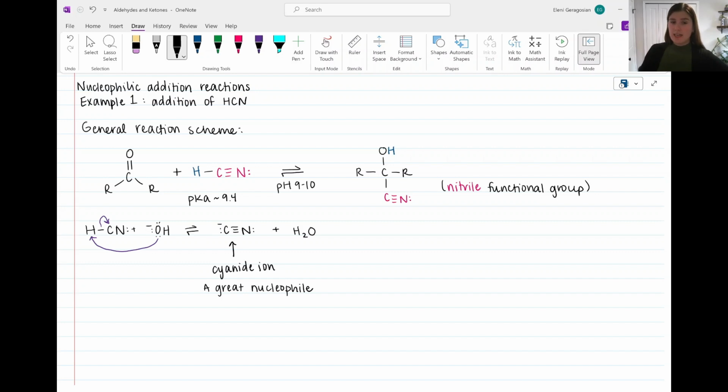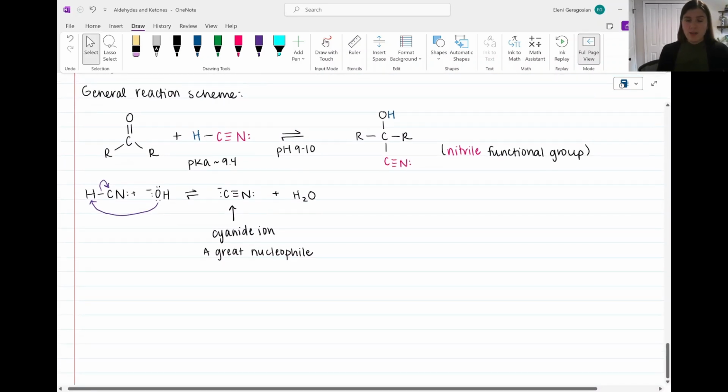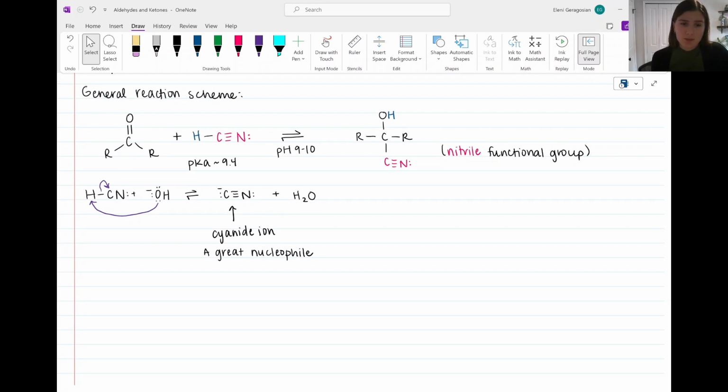Having hydrogen cyanide only in solution, not in its deprotonated form, would not then be a good nucleophile and wouldn't be adding to the aldehyde or ketone. So now let's look at the mechanism to really understand where electrons are transferring. We'll use what we know about these different molecules to reason through the mechanism.